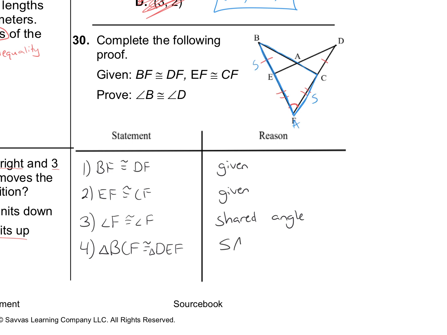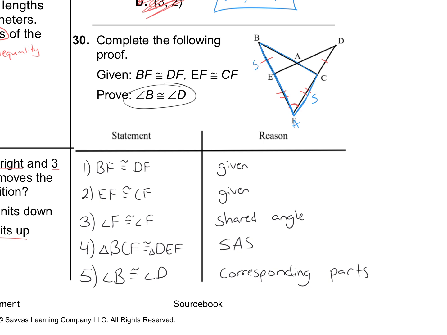Am I done? No. What should my fifth statement be, or my last statement? Your proof should always end with that proof statement. Here's angle B congruent to angle D. What's the reasoning? Corresponding parts. Now, a lot of us put congruent because of side angle side. I'm okay with that, just as long as you understand why they are congruent to each other. Okay, so if you don't specifically have corresponding parts, that's fine.